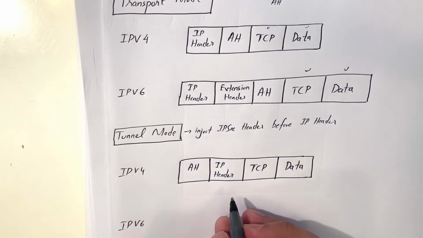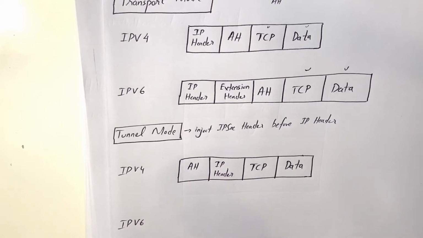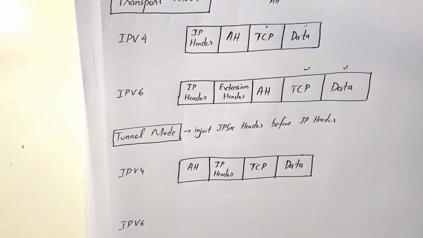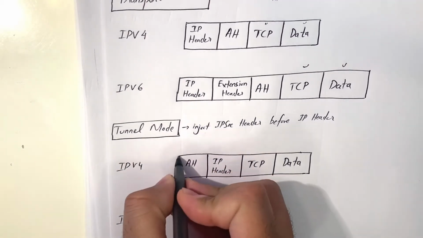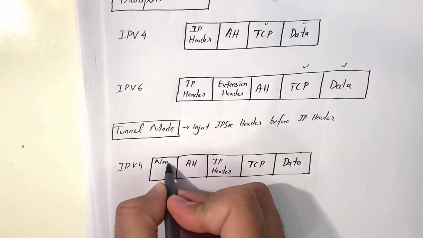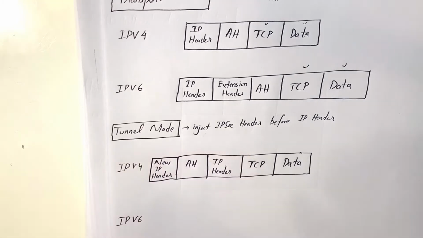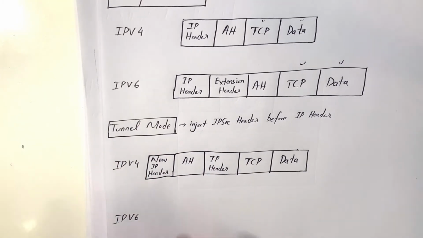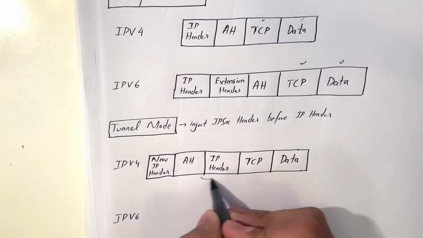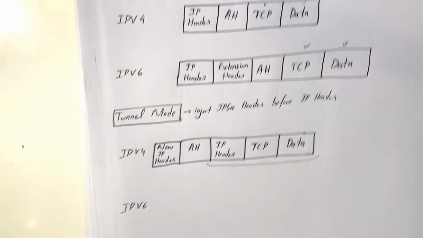Now, what will happen if this IP header gets disrupted? How can we find the source and destination IP address, where to route the packet? So we have to add another header here, which is a new IP header, which will define the source and destination, like the gateway IP addresses. That's the tunnel mode. Everything will be authenticated, which will come after the authentication header, including the IP header as well.